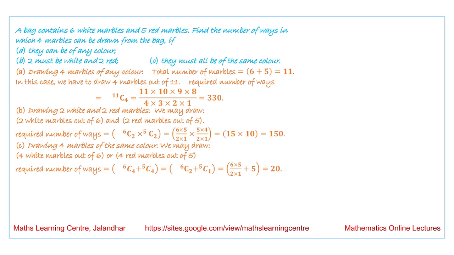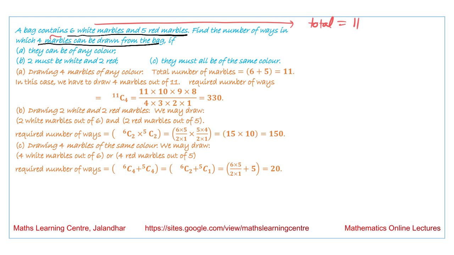Next is a bag contains 6 white marbles and 5 red marbles. It has 6 white marbles and 5 red marbles. Find the number of ways in which 4 marbles can be drawn from the bag. First case is they can be of any color. So the total number of marbles we have is 11. The marbles we have to choose are 4 marbles.